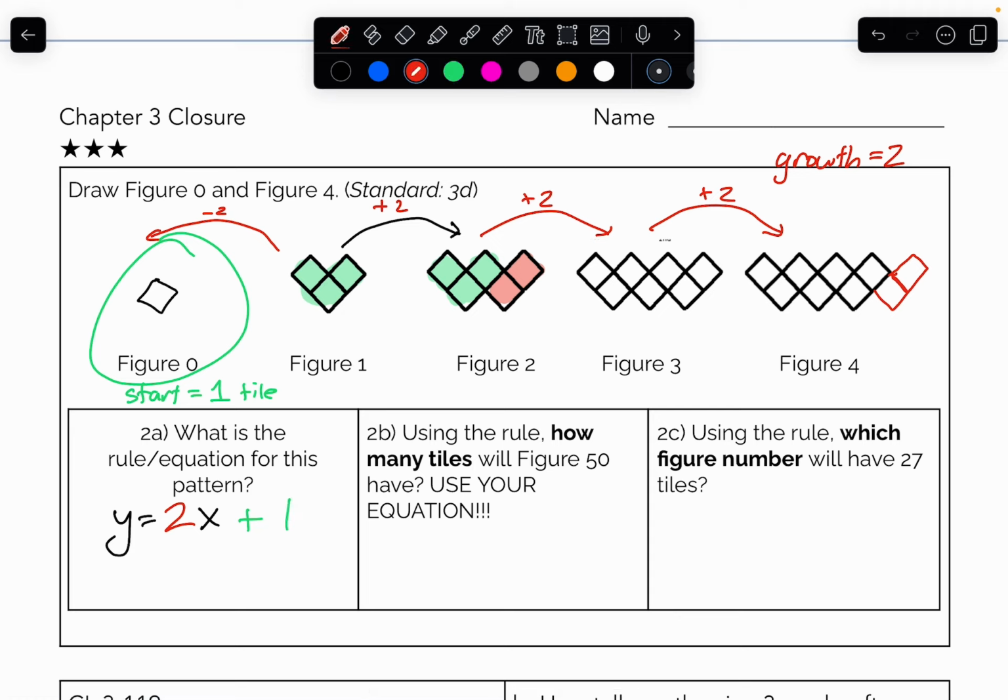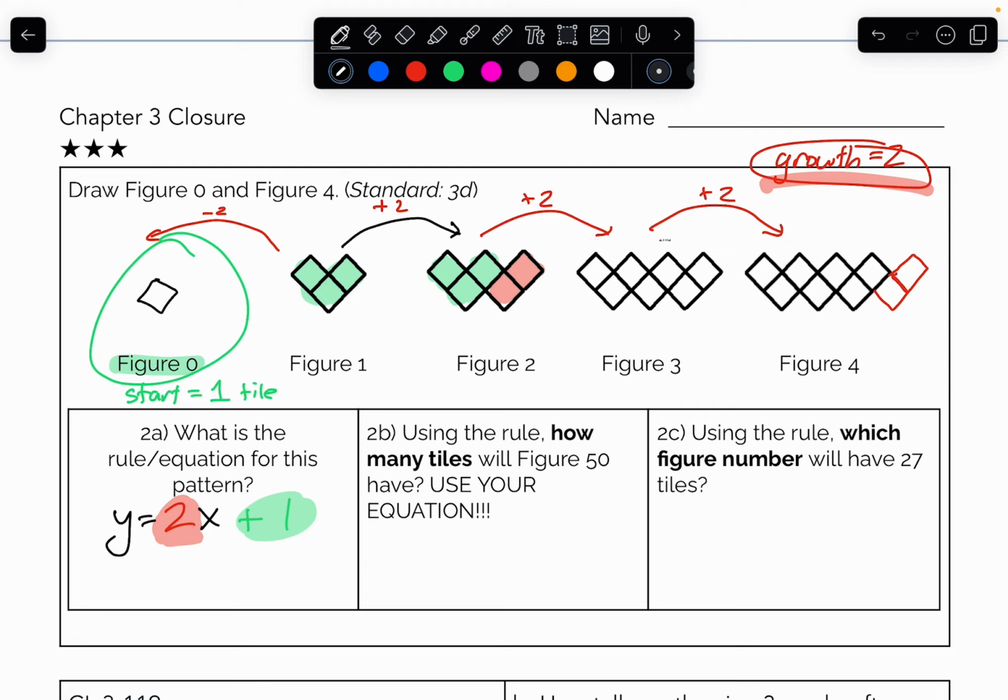Okay, again, I'm going to just quickly highlight a couple of things here. What do I need to highlight? Oh yeah, the growth is 2. I highlighted that in red here. All right, the growth is 2, which is right there. And the start is 1, which is always the amount of tiles in figure 0.